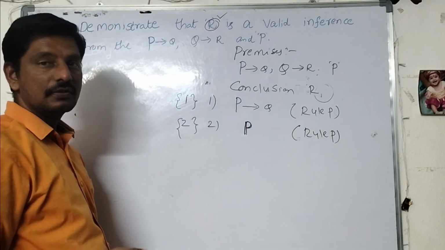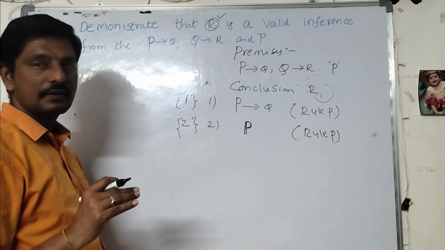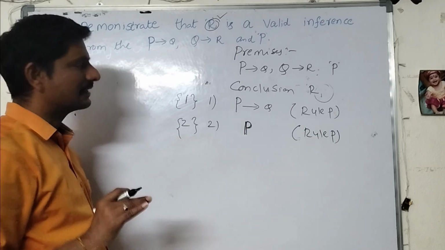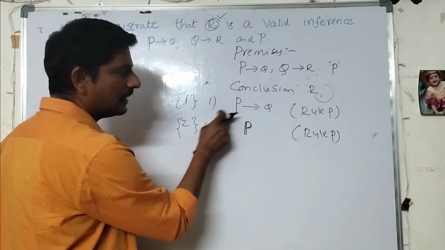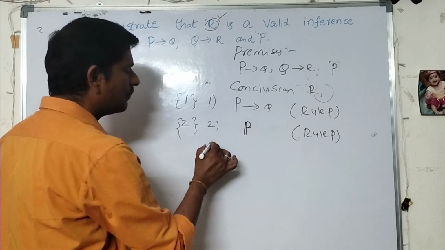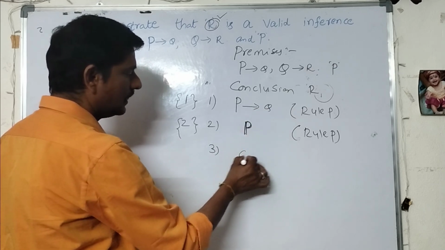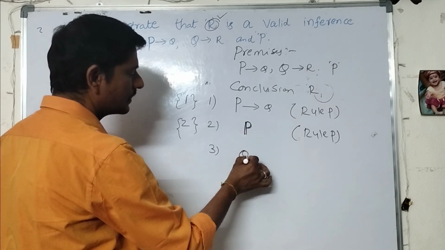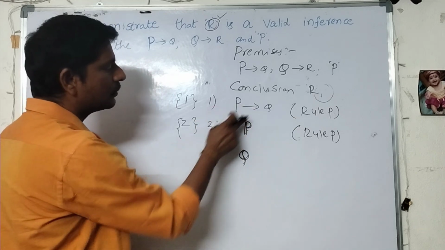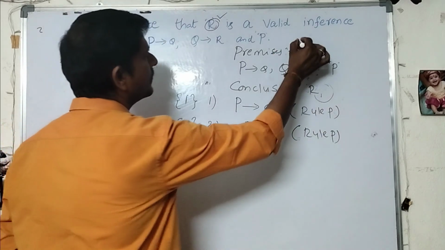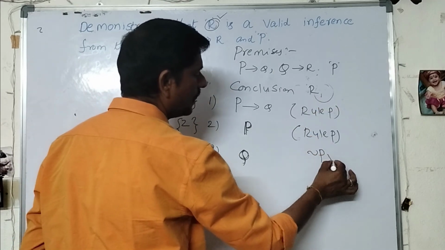What is this rule? Just now I have discussed one rule. What is this? Modus ponens, right? Modus ponens. If the first value is the same in these two, P implies Q and P, then what do we get? We get Q. Clear? So P implies Q, P. We can write P implies Q as negation P or Q.